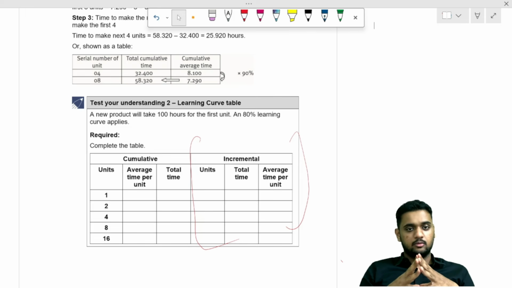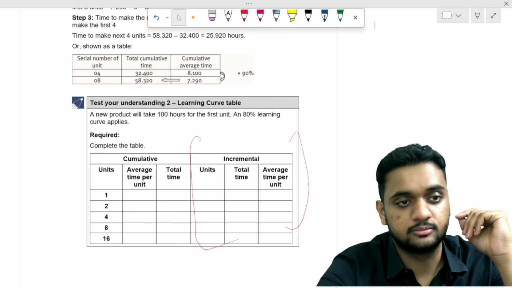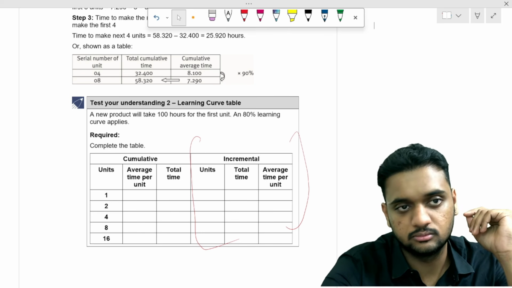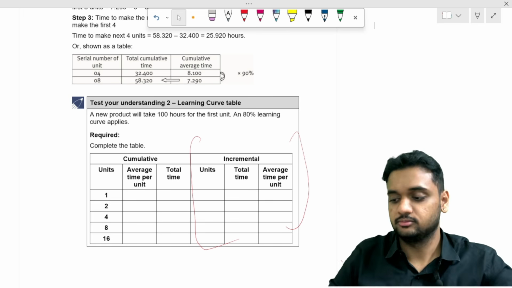Got it? Give me a book once again. Got it?